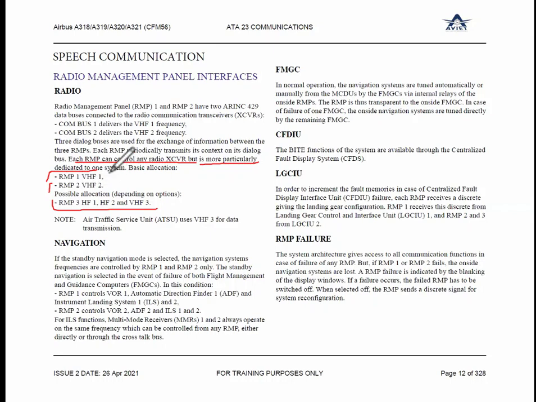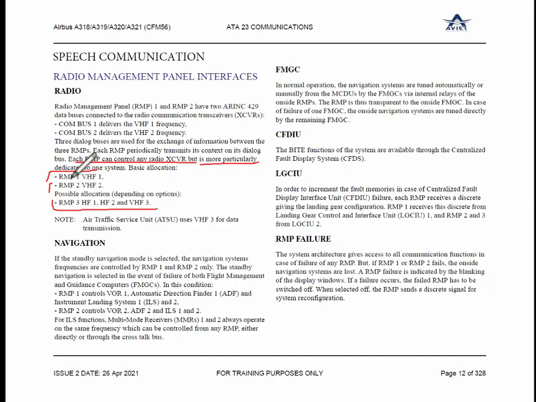So this is a normal configuration, and normal configuration means RMP1 is always assigned to VHF1, RMP2 is assigned to VHF2, RMP3 is assigned to HF1, HF2, or VHF3 if HF2 is installed. Now, what happens if you change the procedure?